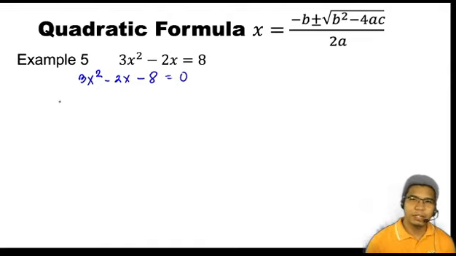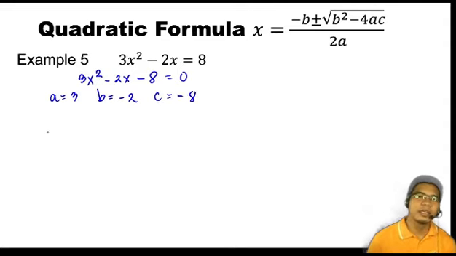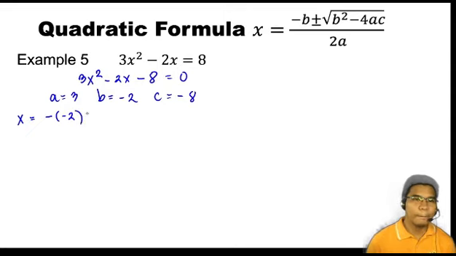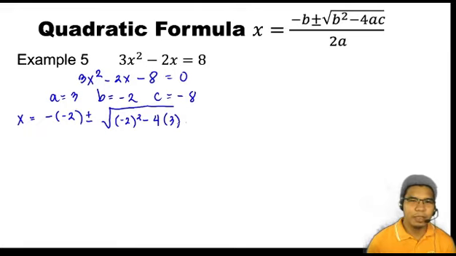Okay, so get the value of a, b, and c. Ang a natin dito ay positive 3. Ang b ay equal to negative 2. And c is equal to negative 8. And then, substitute natin sa formula. X is equal to negative quantity negative 2 plus and minus square root of negative 2 squared minus 4 times 3 times negative 8 for c.